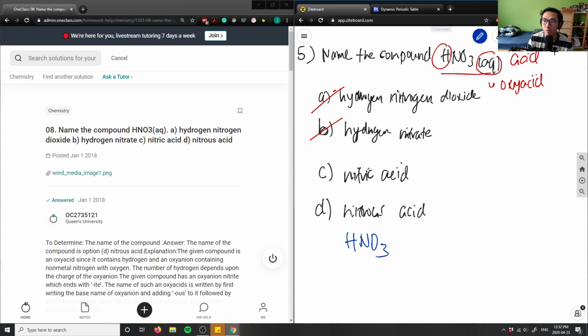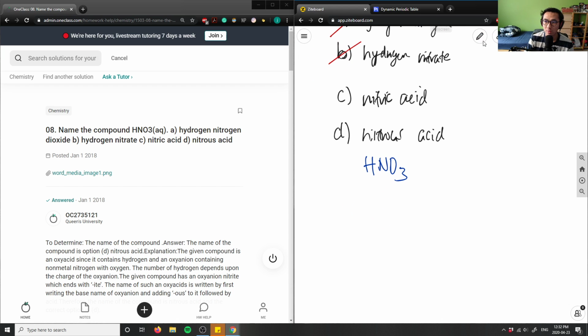So we have HNO3. What we can do with HNO3 is break this down into its elements. We have H plus, which is hydrogen, and we have a polyatomic ion, which is NO3 minus. If we were to name this by itself, this is hydrogen, and NO3 is nitrate. That was B, but we know this is an acid, so this is not its name.